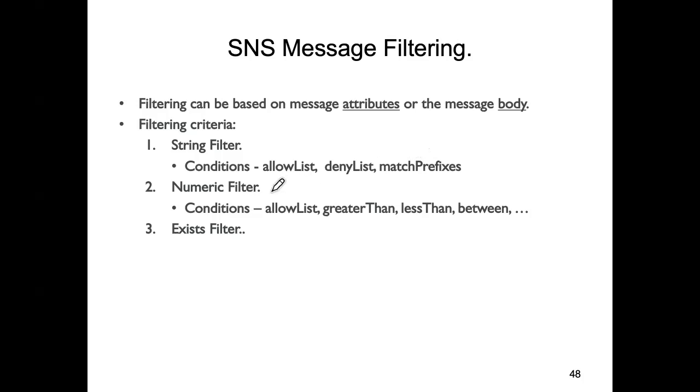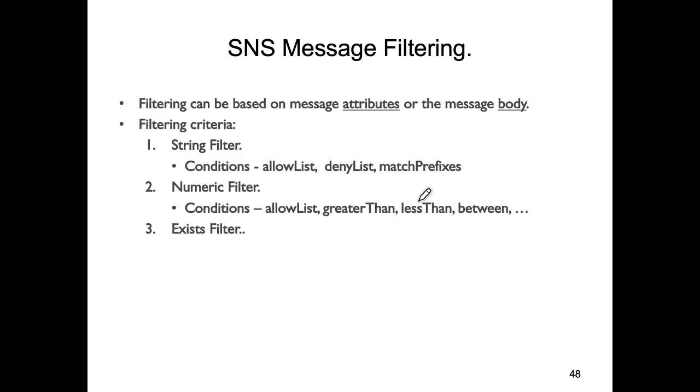For a number filter, it's where the value is a numeric value as opposed to a string value. And again, you can specify the filter as an allow list. So it's going to be an array of numbers. Or you have all of these other options: greater than, less than, between, and I think you've got a less than or equal to, et cetera, et cetera.